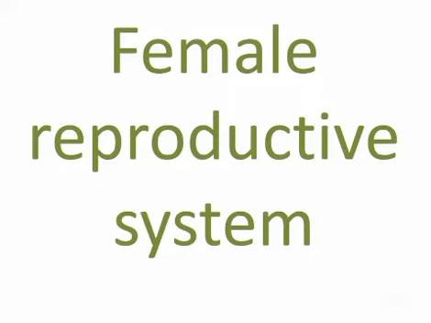Well, welcome to this lesson on the female reproductive system. We want to start off by looking at the external female genitalia, then think about the internal genital structures, and then relate this to the processes of conception and gestation.